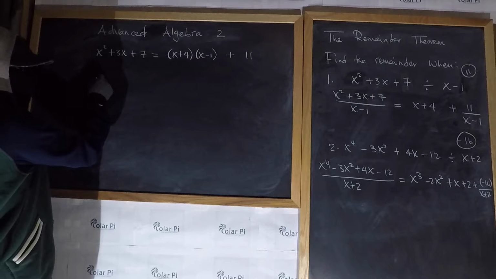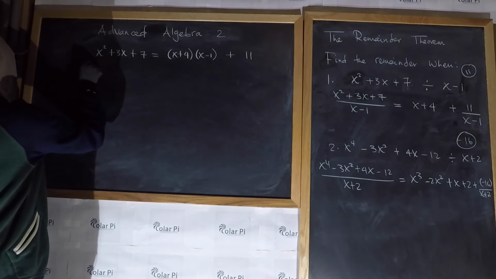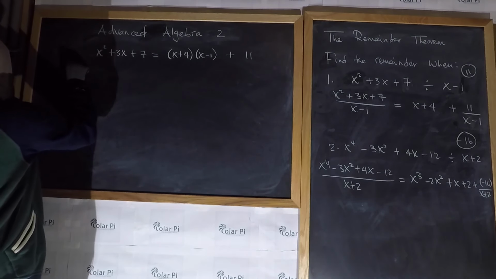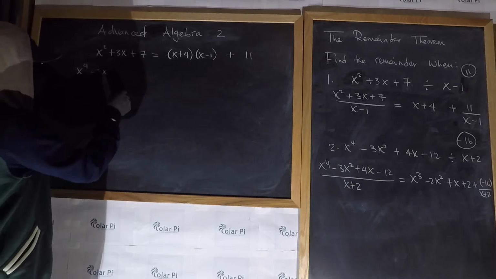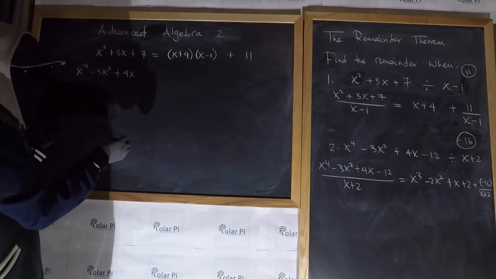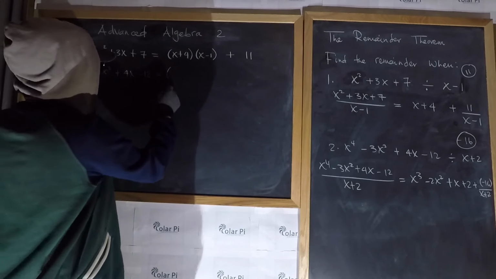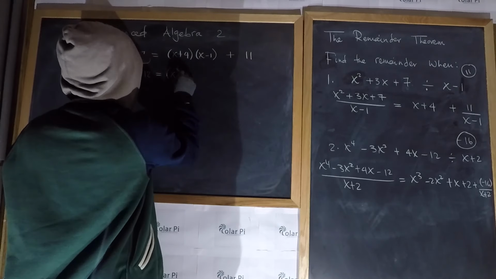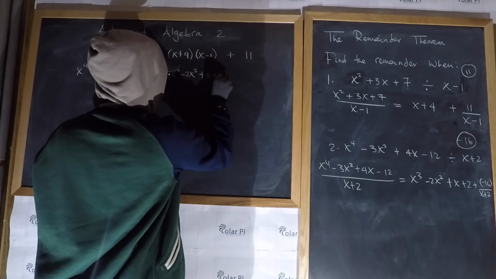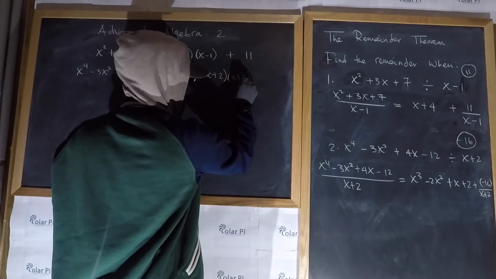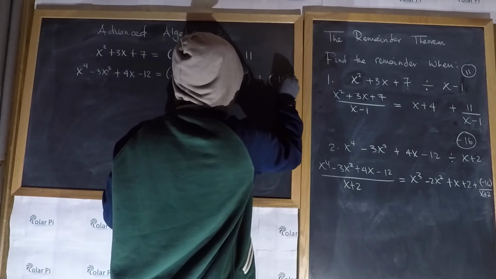If we do the multiplication by x plus 2 on both sides of the second one, we can write x to the 4th minus 3x squared plus 4x minus 12 is equal to x cubed minus 2x squared plus x plus 2, times x plus 2, and then plus a negative 16. What I'm writing is super important. It's really cool, you'll appreciate it.